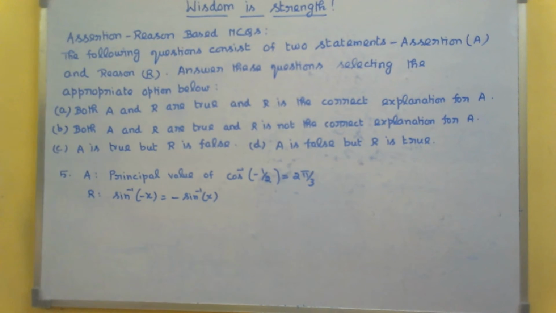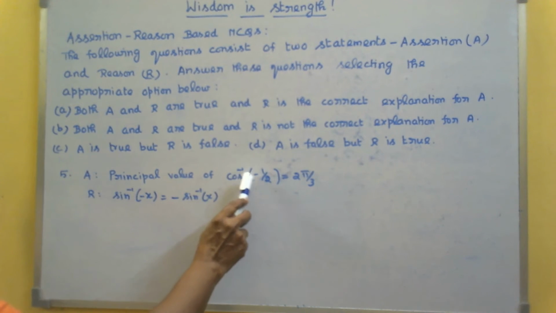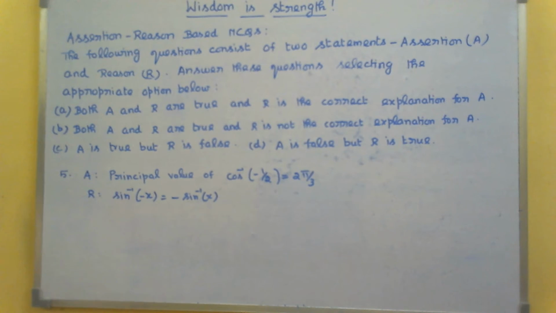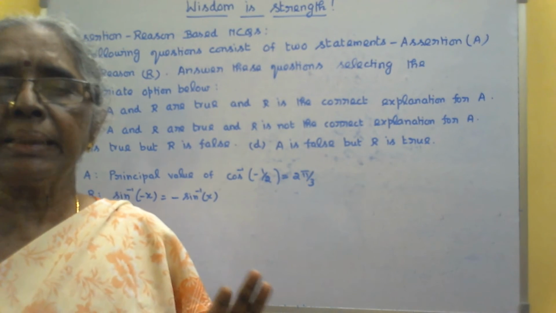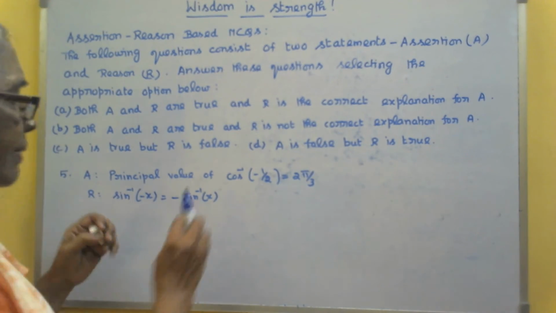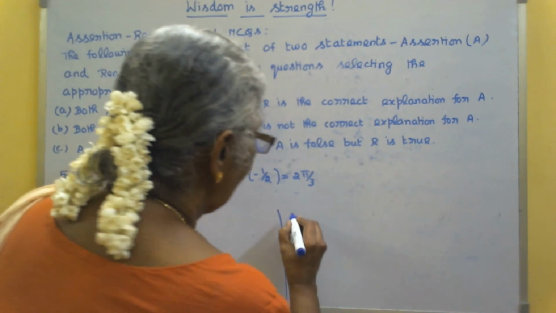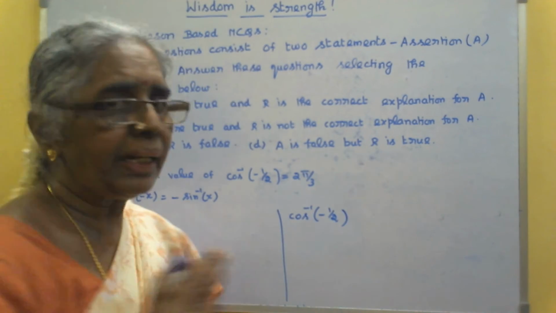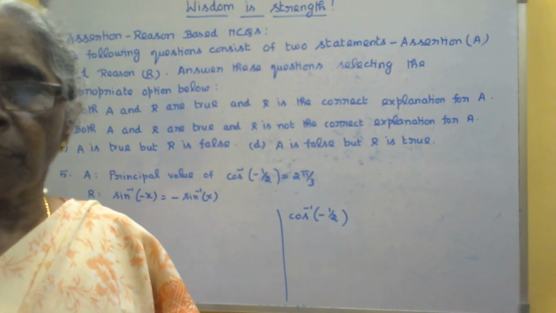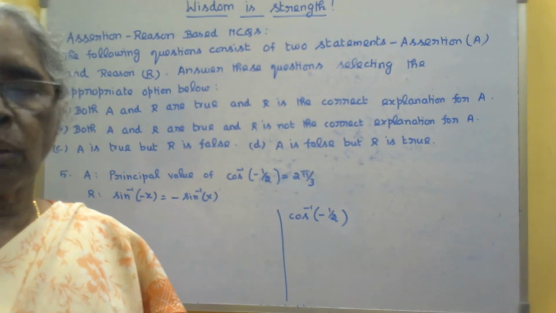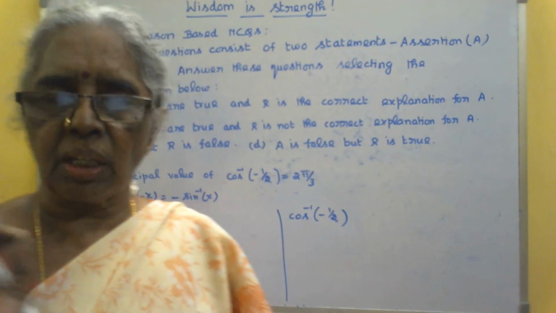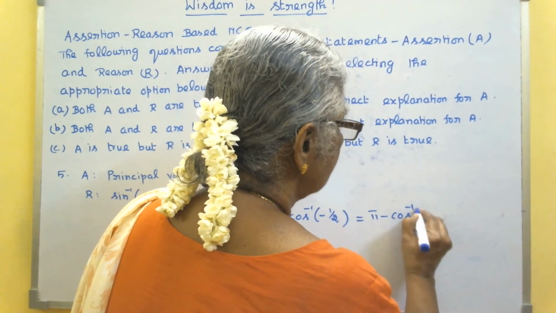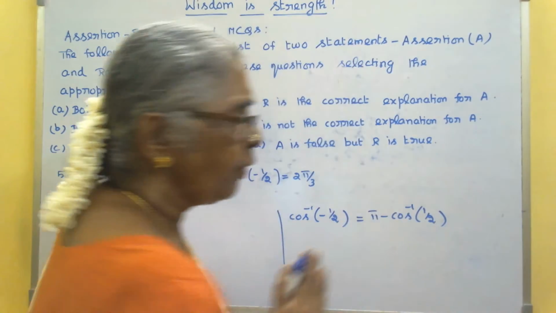Fifth one. Assertion: Principal value of cos inverse of minus cos is equal to 2 pi by 3. Reason: sin inverse of minus x is equal to minus sin inverse x. Now let us check the assertion. You are having cos inverse of minus cos. When you have a negation, you have to use the formula: cos inverse of minus x is equal to pi minus cos inverse x. So you can write this as pi minus cos inverse cos. Let this be your first step.